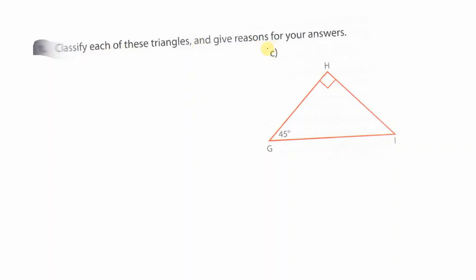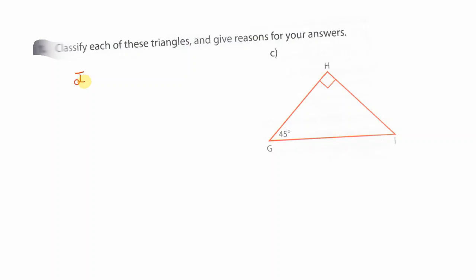So let's look at another one, number 1C. So we have a 90-degree angle. So we know it must be a right angled triangle. We have a 45-degree size angle. We know what I is. We can calculate it. So that will be the first step.